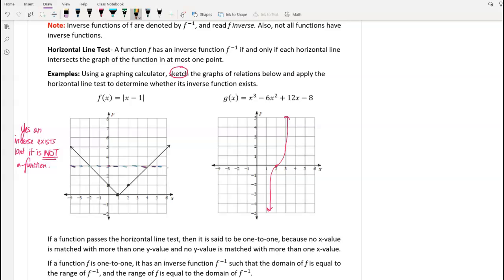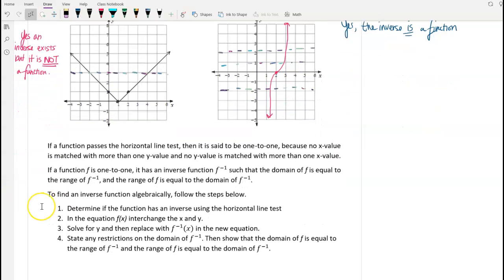Now, will this one pass that horizontal line test? Let's take a look. Anywhere on my graph, if I draw a horizontal line, does it only touch once? And the answer is yes. No matter where I put that horizontal line, it will only touch once. So we're going to say yes. The inverse is a function. So the horizontal line test is really, really awesome.